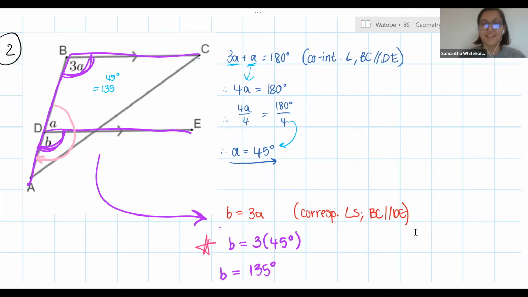Okay, yeah, I think that was a good explanation. So what we're going to do is go to Shaba. Shaba, do you still have a question about this question 2?